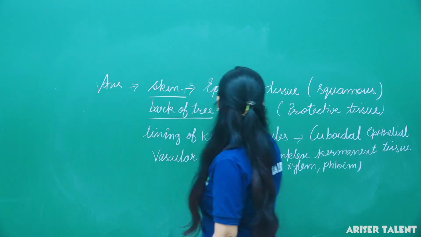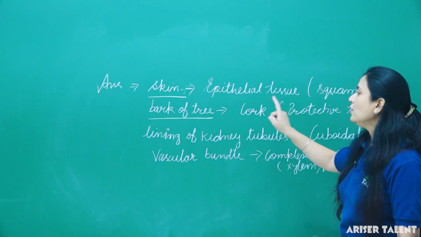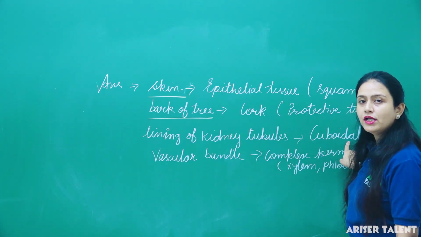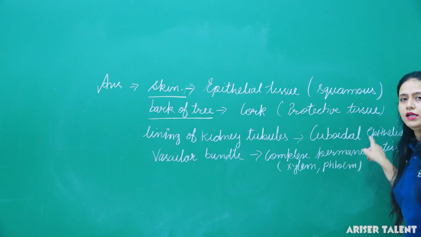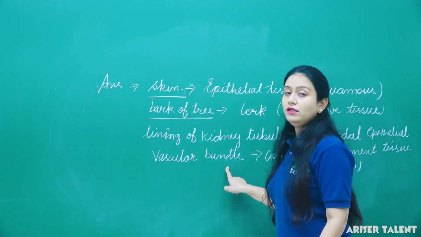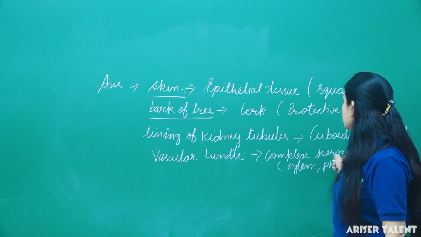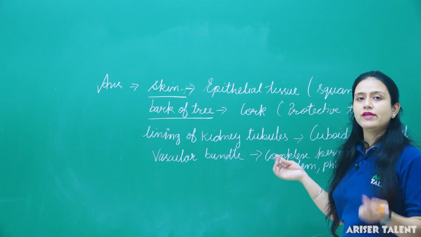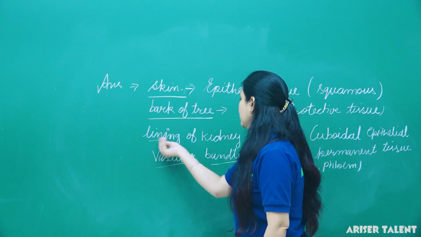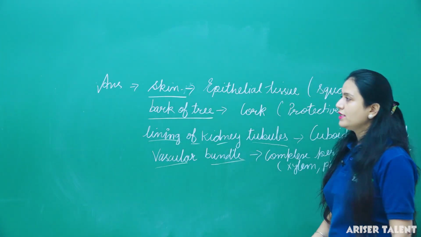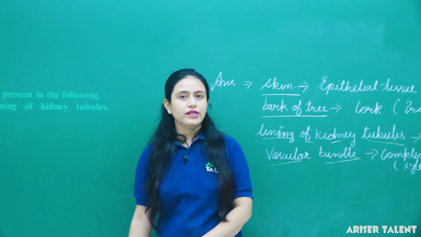Skin has epithelial tissue, and the bark of a tree has cork, also known as protective tissue. The lining of kidney tubules has cuboidal epithelial tissue, which means they again have epithelial tissue, but of the cuboidal kind. A vascular bundle is made up of xylem and phloem, so it is known as complex permanent tissue. Clear? So these are the answers to these questions.